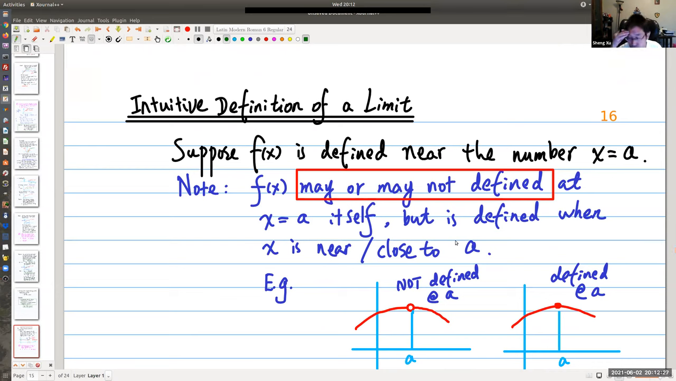Does that make sense to you intuitively? Yes? Any questions about this definition?